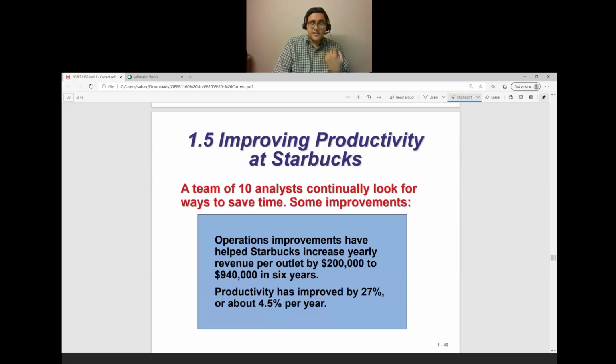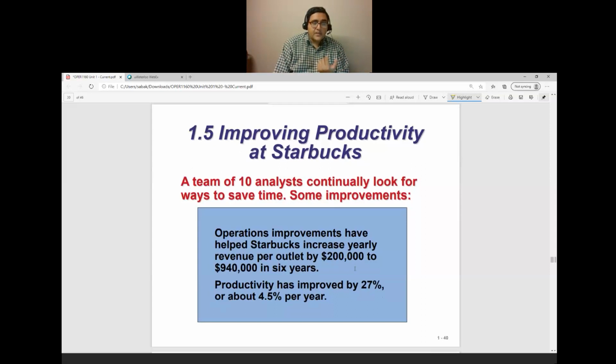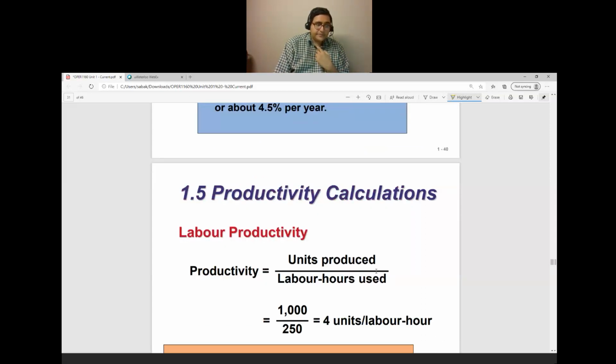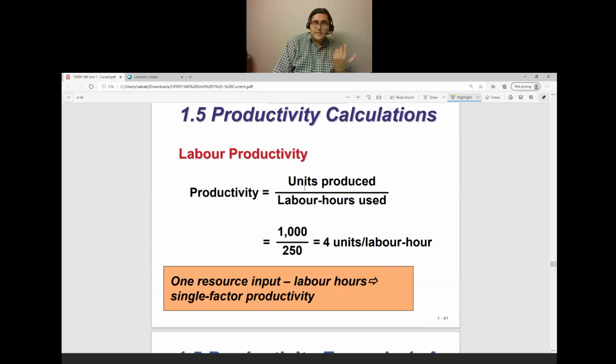It talks about how Starbucks productivity was improved. A team of 10 analysts continuously looks at operational improvement, and how much it has helped to create better revenue. Operational improvements have helped Starbucks increase yearly revenue per outlet from 200,000 to 940,000 in 6 years. In 6 years, you were able to increase your output drastically by focusing on productivity.